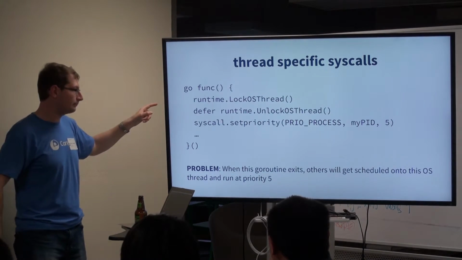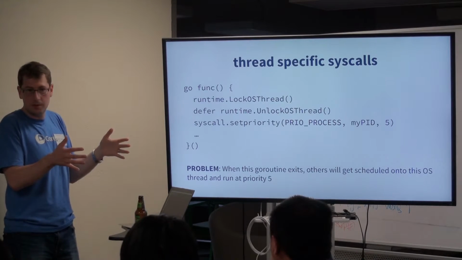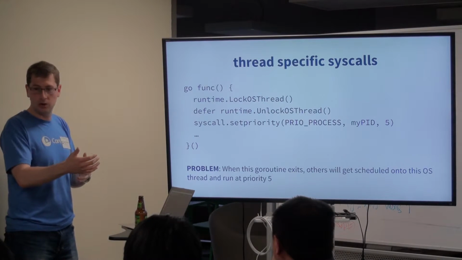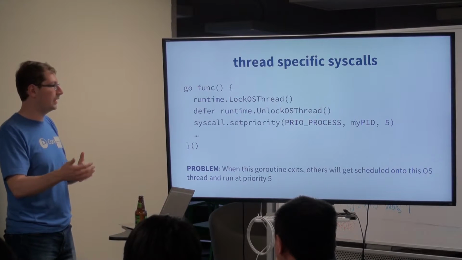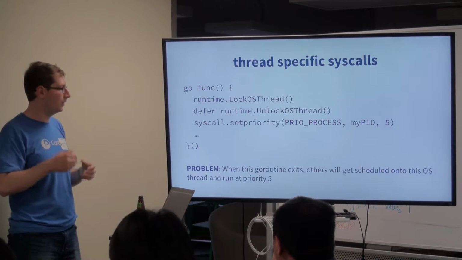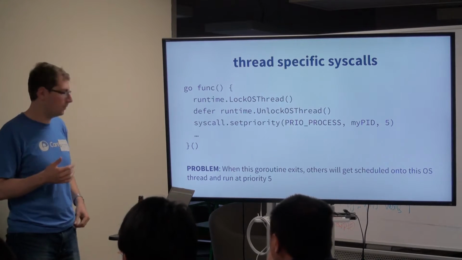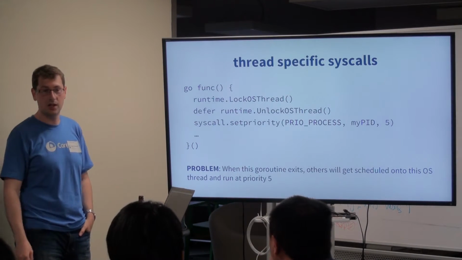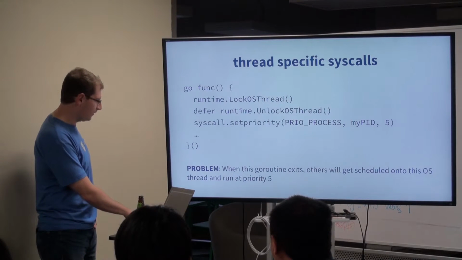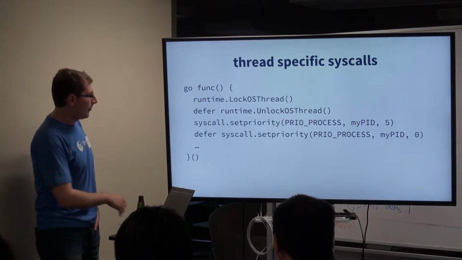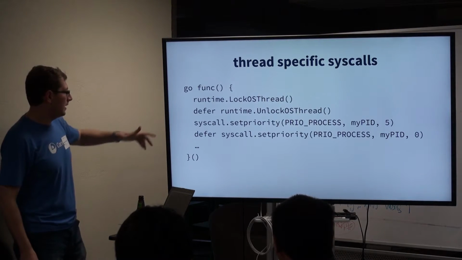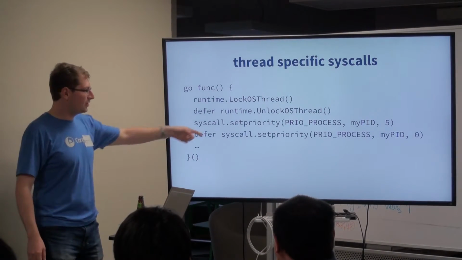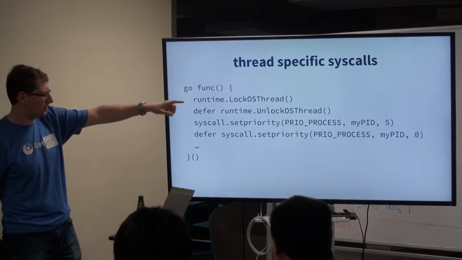When this goroutine exits, the operating system thread is still going to be there in the thread pool. So now another random goroutine is going to get scheduled onto this physical operating system thread, and it's going to run at a priority that's much lower than the default you want. Some random goroutine is going to be chugging along, maybe spending a lot of time figuring out why. Okay, so let's see if we can fix that. Well, we'll just add another defer call. Before we get out of the goroutine, we restore our priority back to 0, which shouldn't be 0, it should be 20, the default.